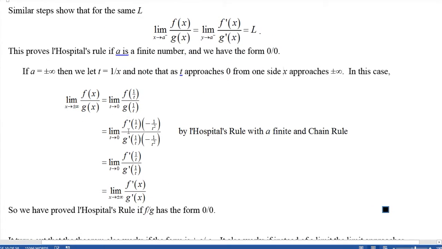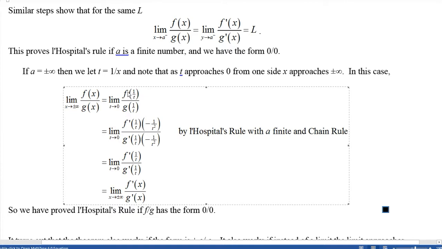So in this case, here's what we have. The limit as x goes to either positive or negative infinity is the same as t going to 0 from, at least from the correct side, of f of 1 over t over g of 1 over t. And we multiply top and bottom by minus 1 over t squared. We take the derivative of the top and bottom. The minus 1 over t squared is the derivative of the inside, using the chain rule.